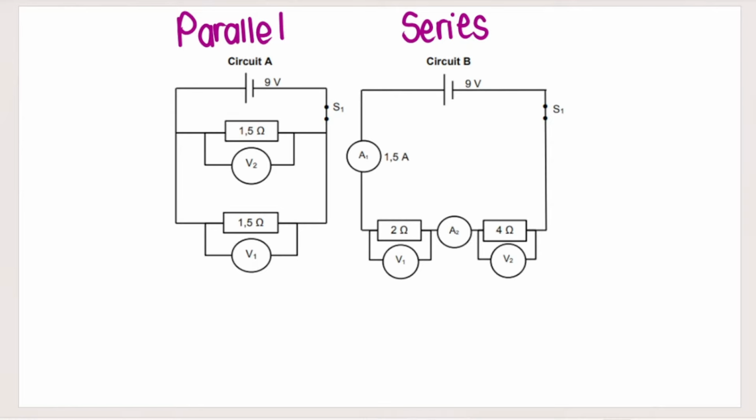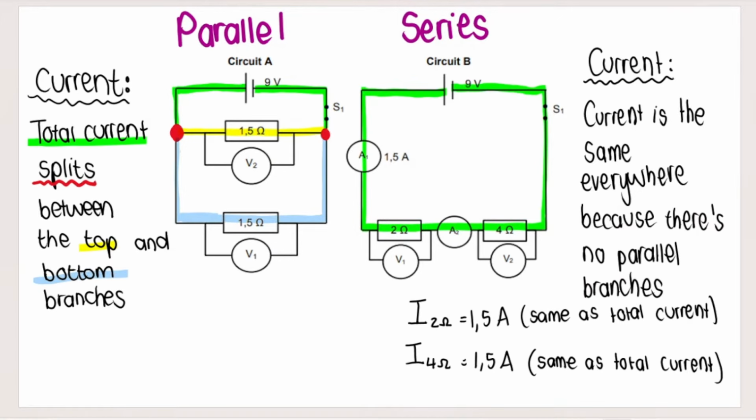So I wanted to show you this with an example. So over here, in this parallel circuit, if I look at this, I've highlighted in green the total current. So if you look at the parallel circuit, you see the total current is in green, and then it splits. Some of it goes through the top one, and the rest goes through the bottom.